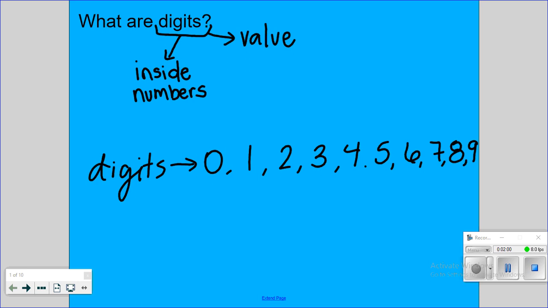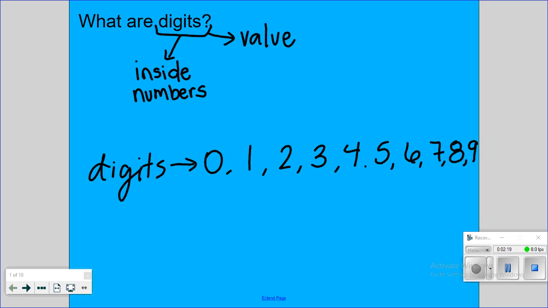No, I didn't say numbers. I said digits. They only have one in their number place. So those are digits. 0 through 9 are what we call digits. Hang on one second, Bladen.